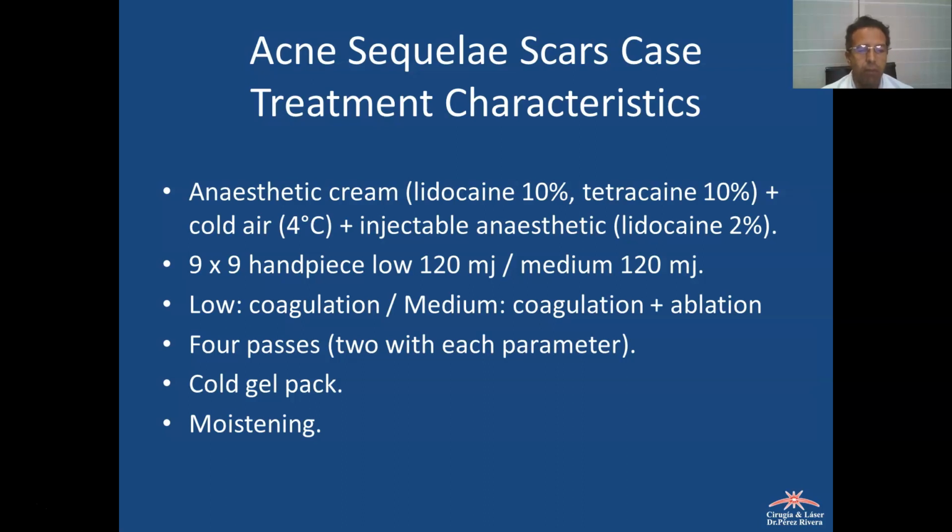We obtain 81 dots with the low action at 120 millijoules and the medium action at 120 millijoules. Remember that the low action obtains coagulation and the medium action obtains a combination of coagulation plus ablation. We do 4 passes over the surface of the skin, 2 with each parameter. At the end of the treatment, we add a cold gel pack and moisturizer.